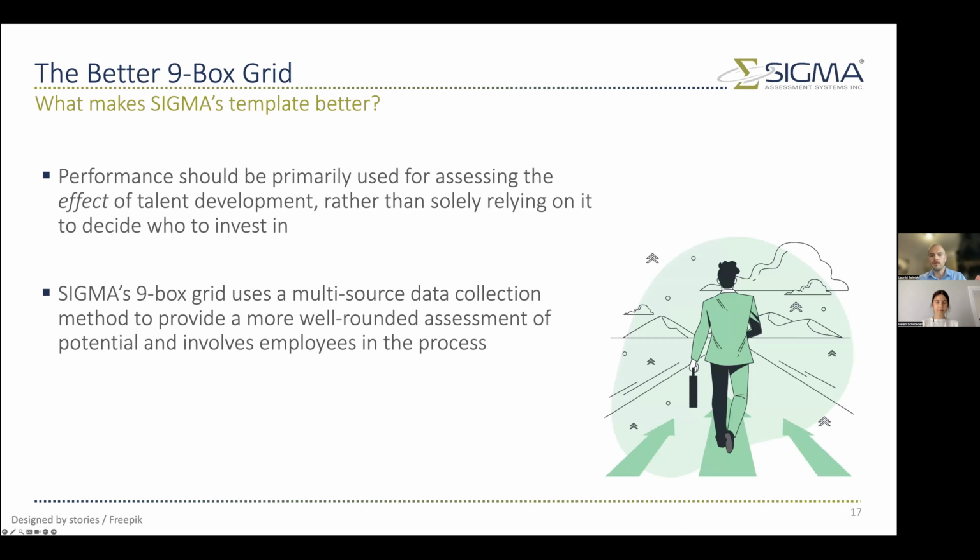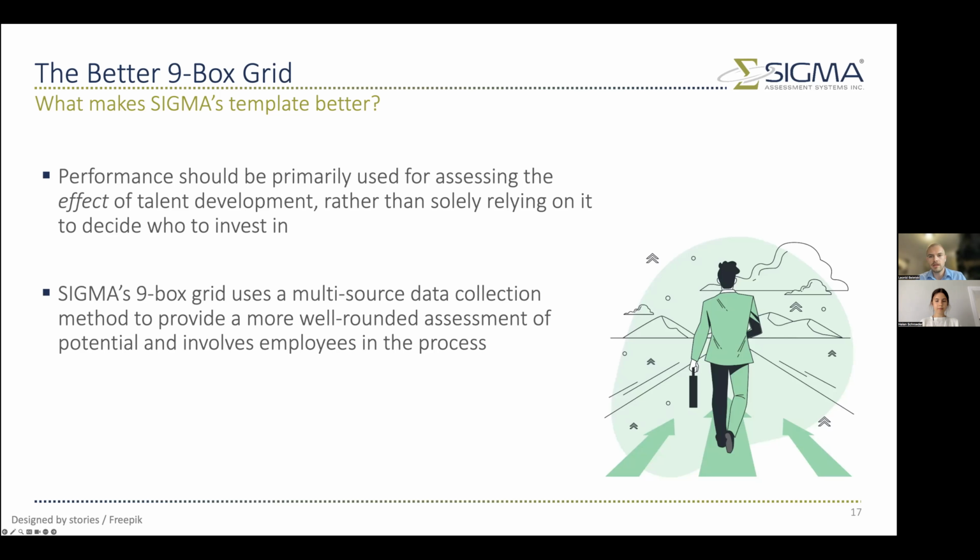So where did performance actually go? What do we do with it now? It still plays a role. However, it should be primarily used for evaluating the effects of your talent development efforts, as opposed to using it as a standalone tool to decide which employees do or do not deserve the investment. Past performance can be an indicator of potential, but it is not the only indicator of future growth potential. So to improve accuracy, Sigma's 9-box process uses data from multiple sources, also including the employee, to arrive at a more well-rounded and objective assessment.